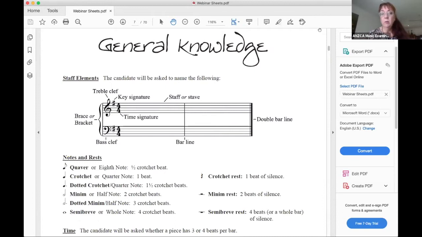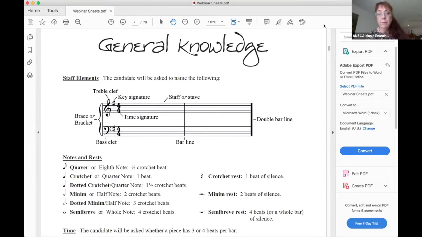So what I do with my students is photocopy that page, and then we highlight what's in their piece. They won't be asked anything that's not in their piece. So say, for example, it didn't have a dotted minim. The examiner's not going to come down and ask them what is a dotted minim, what does it mean, because it's not in their piece. So you only have to teach them what's exactly in their piece, and that is the only thing the examiner is allowed to ask. So it's absolutely clear and transparent so that you know what to do there.